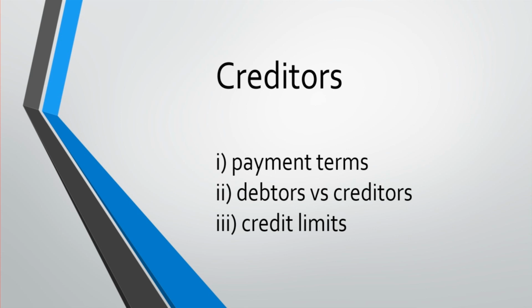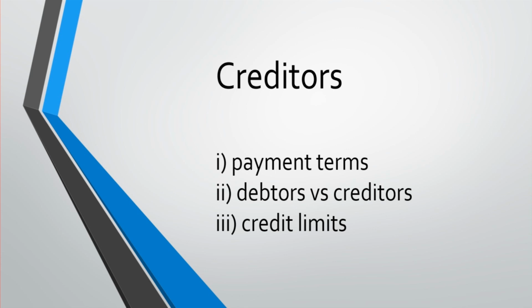Credit limits. Increasing credit limits with suppliers is a great way to help cash flow. If you've got a $5,000 credit limit, try and push that to $6,000. And if you can do that with all suppliers, you're having much more credit with creditors, and that can save some money out of the bank.